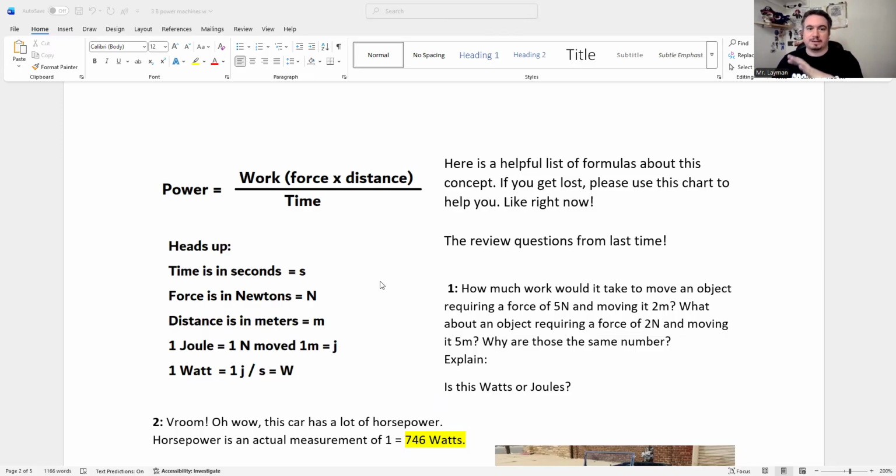There's a review question from last time. It was on the bottom of the sheet. We might have gotten to it, we might not have. You might be encountering this for the first time and be like, I don't even know what you're talking about.